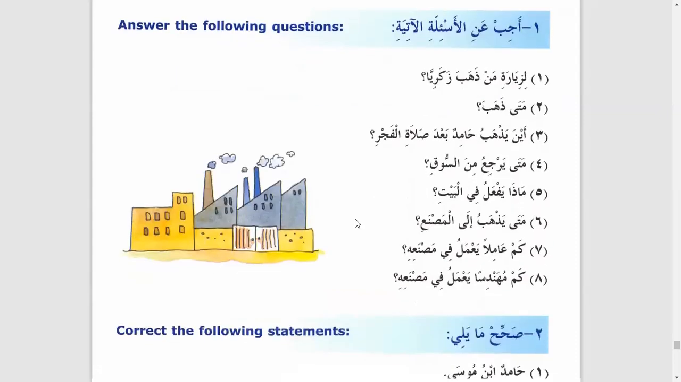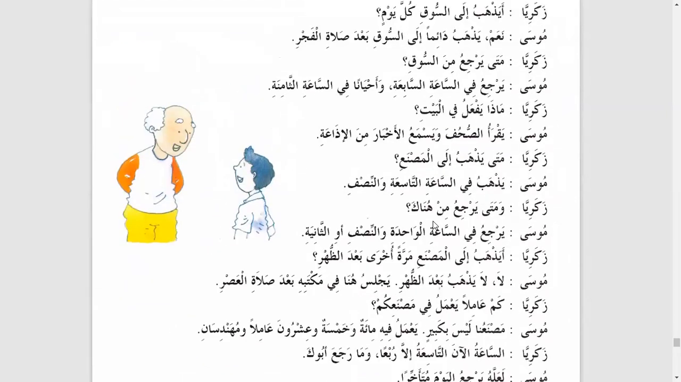Okay. ماذا يفعل في البيت؟ What does he do? Sorry, sir. Sure, please. Let me see. يرجع في الساعة السابعة وأحيانا في الساعة الثامنة. Yeah. Okay, so here, as we can see, متى يرجع من السوق and يرجع في الساعة السابعة وأحيانا في الساعة الثامنة. We can say أو here if we are sure about it, then yes, but أحيانا means sometimes. So that's why we will say وأحيانا and sometimes.